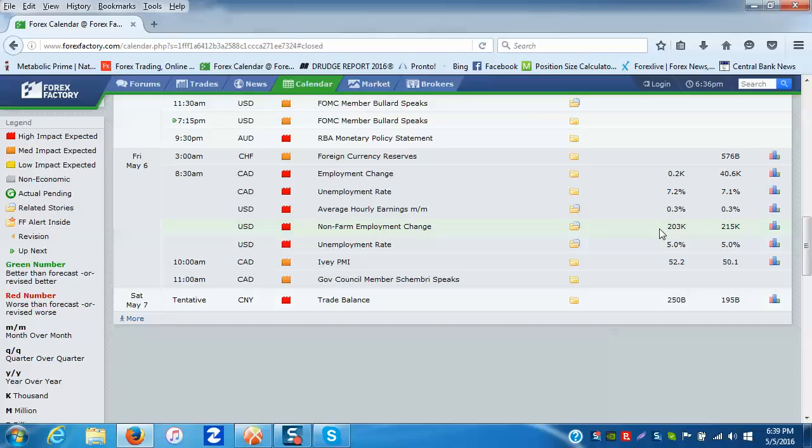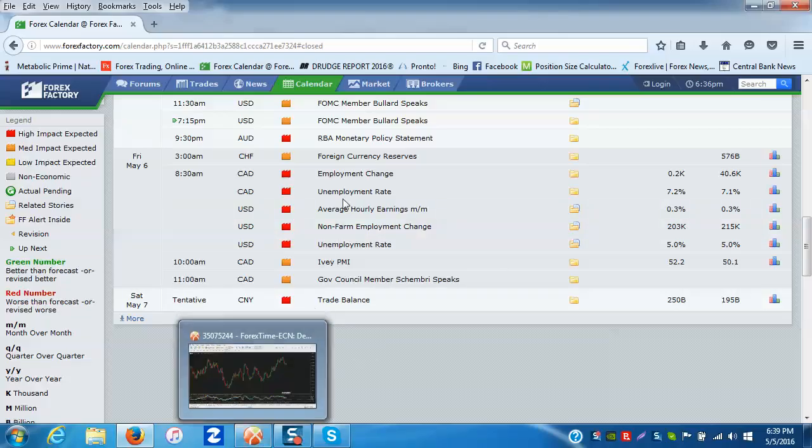If it does come in under 200K, then I would expect that to be bearish for the dollar, and especially if average hourly earnings gets hit, because this is a very important number. The unemployment rate itself may go up or down 0.1, 0.2 in either direction. I don't think that's really the bigger thing. These are the two big ones. So keep that in mind, and watch the Canadian dollar too.